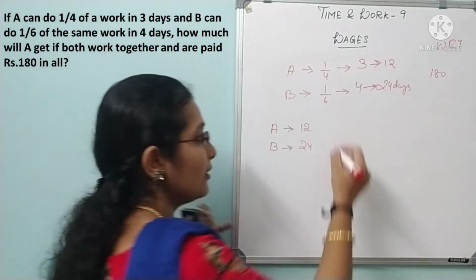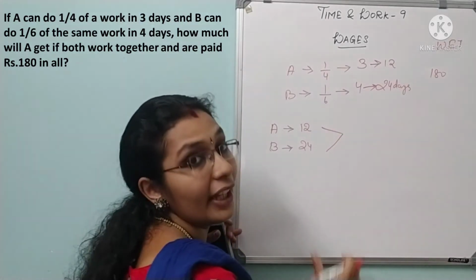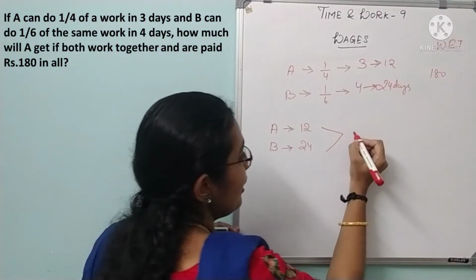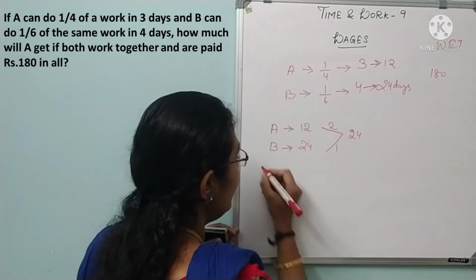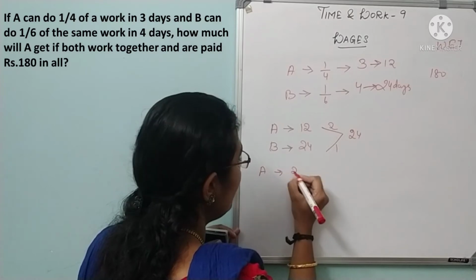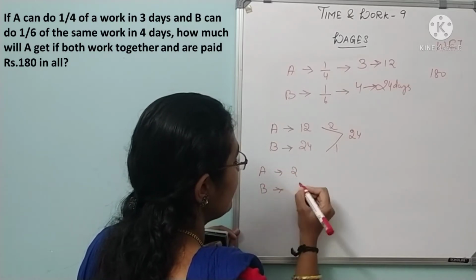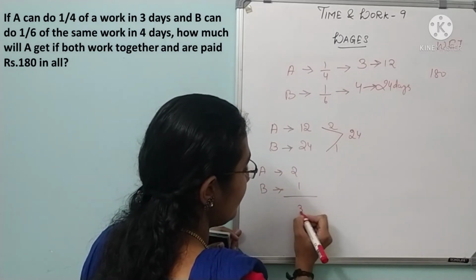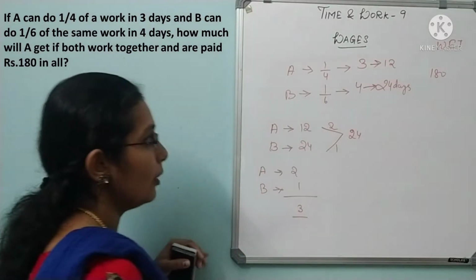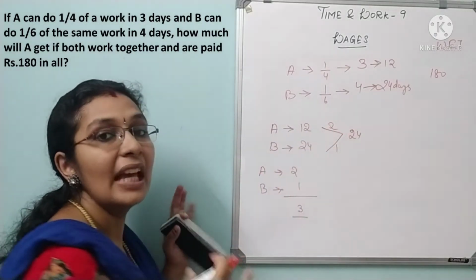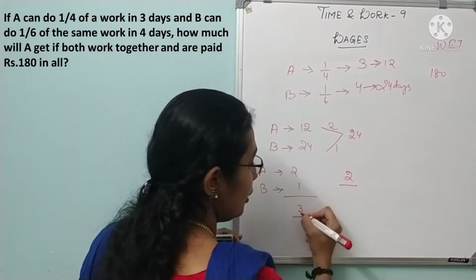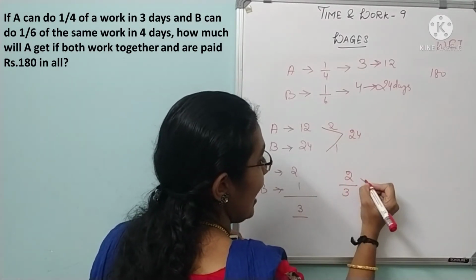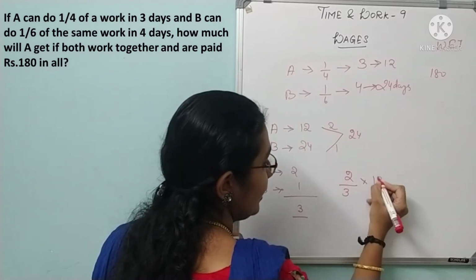Now as usual proceed with their efficiency. First find their total work. So total work is 24. So 12 2s are 24, 24 1s are 24. Right? So A's efficiency is 2 and B's efficiency is 1. So per day their total efficiency is 3. So now they are asking how much is A's wages. Okay, so A does 2 out of 3 work and their total amount is 180.